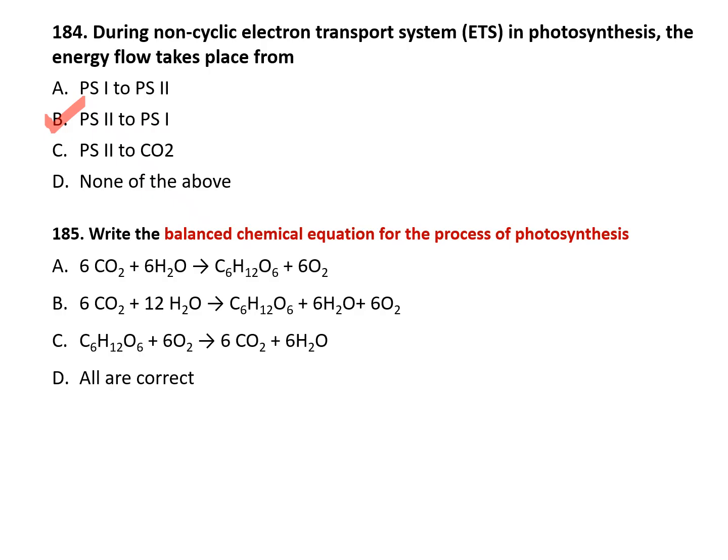The next question, number 185. Write the balanced chemical equation for the process of photosynthesis. Option A, 6 carbon dioxide plus 6 water molecules gives rise to C6H12O6 plus 6 oxygen. Option B, 6 carbon dioxide plus 12 water gives rise to C6H12O6 plus 6 water molecules plus 6 oxygen. Option C, C6H12O6 plus 6 oxygen gives rise to 6 carbon dioxide plus 6 water. Option D, all are correct. The correct answer is option B, 6 carbon dioxide plus 12 water molecules gives rise to C6H12O6 plus 6 water molecules plus 6 oxygen molecules, which is balanced.